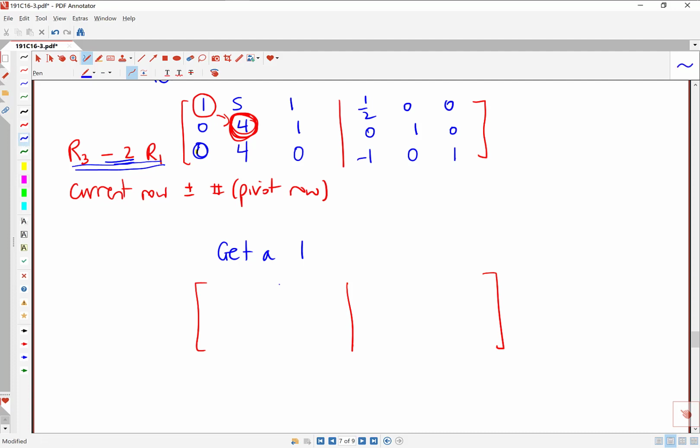So anytime you're trying to get a 1, it's just a matter of dividing a row through by the appropriate number. So if we take row 2 and we divide it by 4, that'll work perfectly. So dividing all the way through, 0, 1, 1/4, 0, 1/4, 0. And nothing else is going to be changing at this point, so we'll just recopy everything else from our previous matrix. And I usually get in the habit of just circling that pivot, because then we're going to use it to get zeros in our next step.